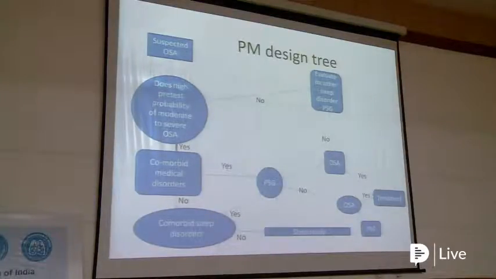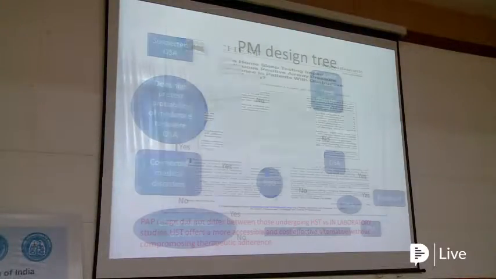So this is a very good portable monitoring decision tree. When you have suspected obstructive sleep apnea, you have to ask whether this patient has a high pretest probability of moderate to severe OSA. If not, then evaluate for other sleep disorders by PSG. If the patient has that probability of OSA, then you have to look for comorbid medical and sleep disorders. If the patient has comorbid medical and sleep disorders, then go for a PSG. If they do not, then go for the home sleep study. In that way you diagnose obstructive sleep apnea and then finally come to the treatment.